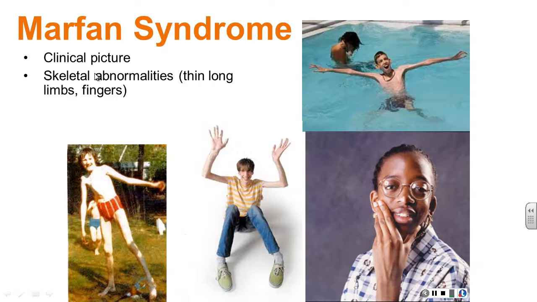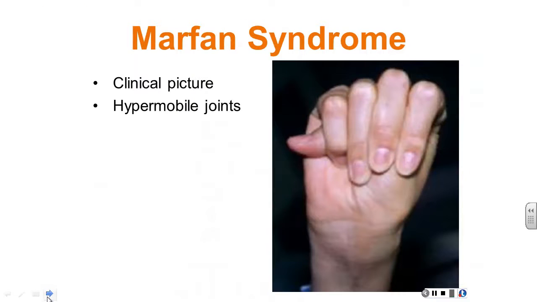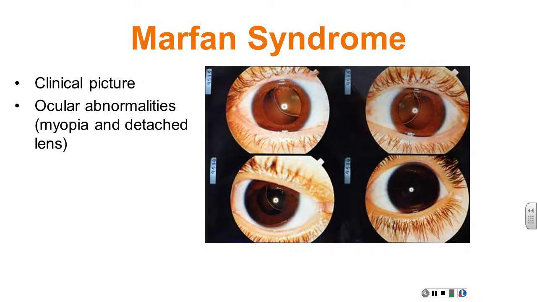Typically, people with Marfan syndrome have long, thin limbs. They tend to be very tall. They have very long fingers and toes. It's very characteristic of persons with Marfan syndrome. Also, they have hypermobile joints. In some cases, this can resemble particular types of Ehlers-Danlos syndrome, so you have to be able to differentiate between them.